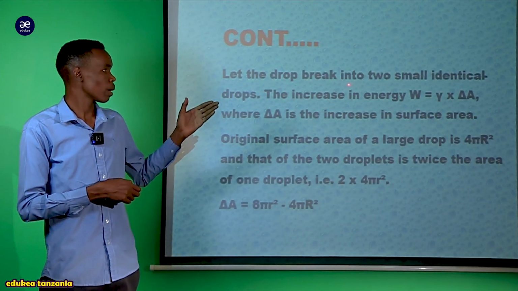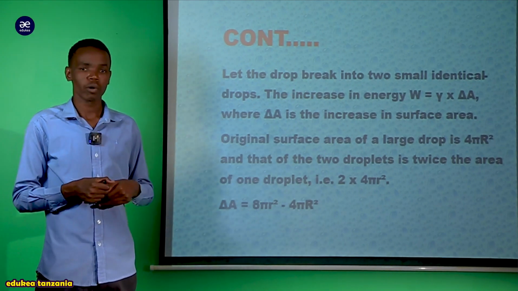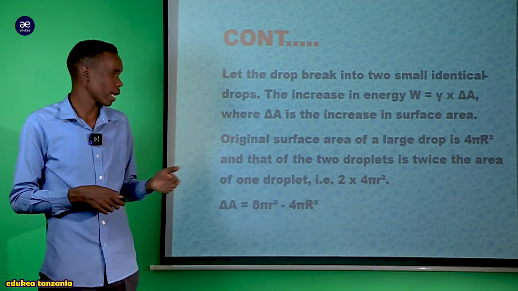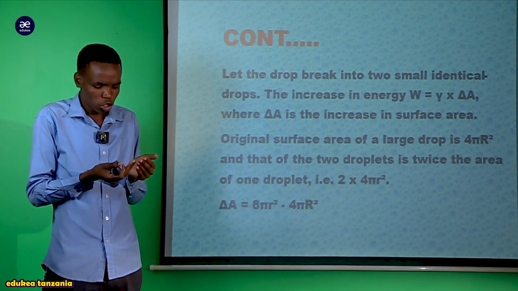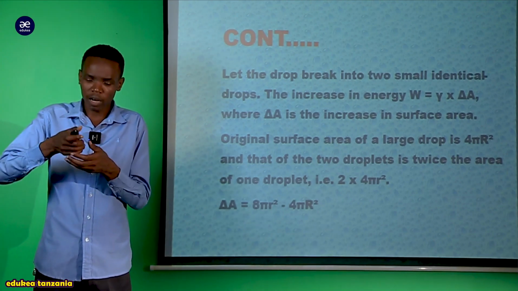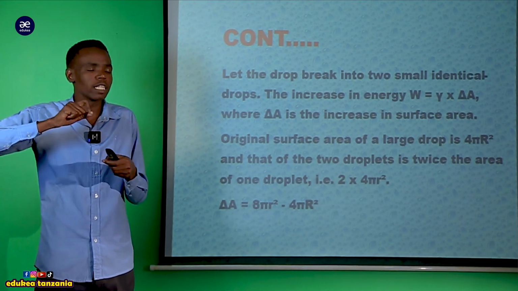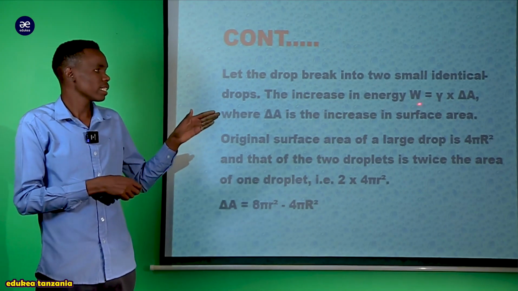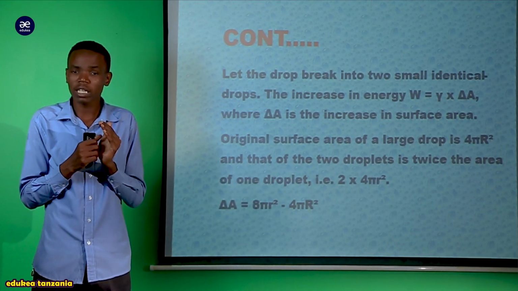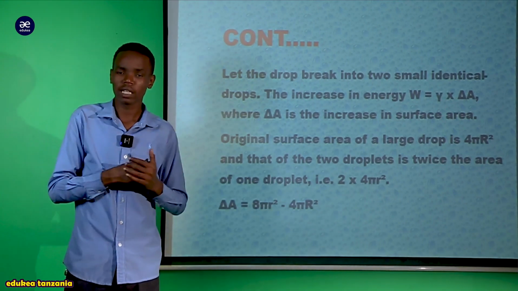So let the drop break into small identical drops. Kwa sasa tuassume kuwa we have a drop, and that the drop breaks into two small identical drops. Kwa sasa tuassume tuna hii drop. Sasa hii drop imebreak, we have the drop, and that drop, my dear student, breaks into identical drops. So the increase in energy must be represented by the symbol W, and this will be equal to the surface tension.